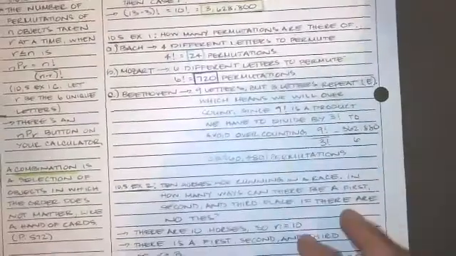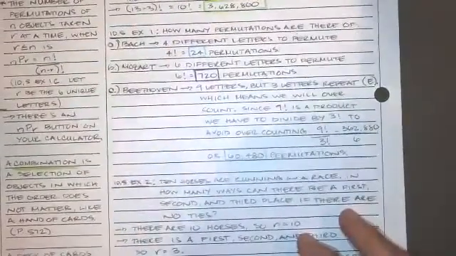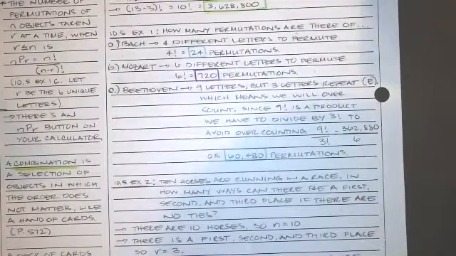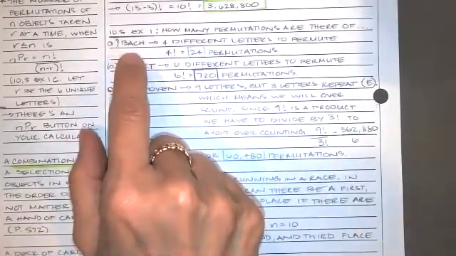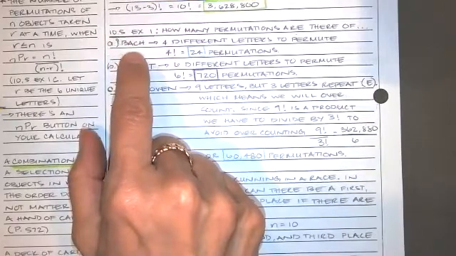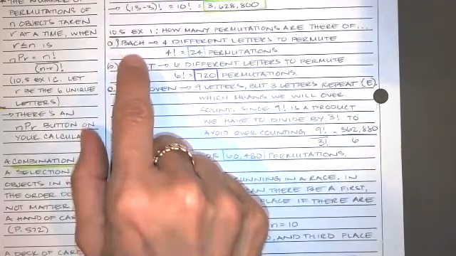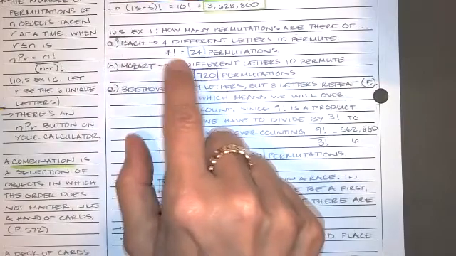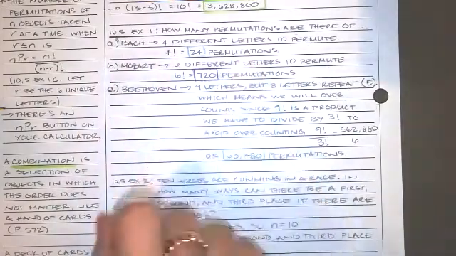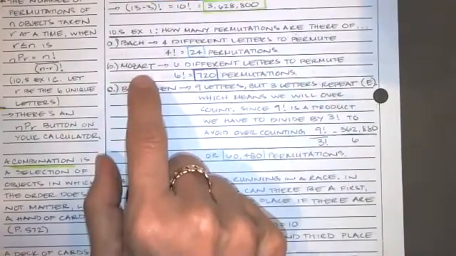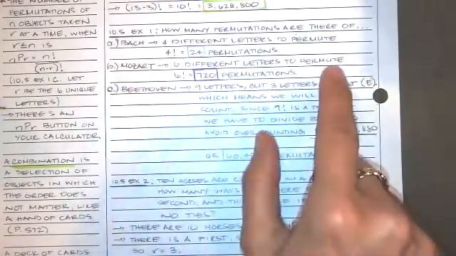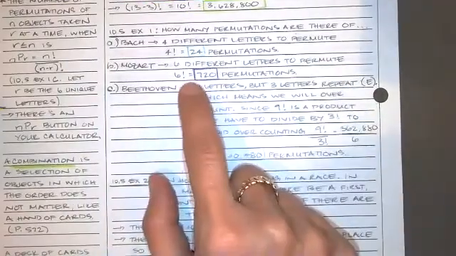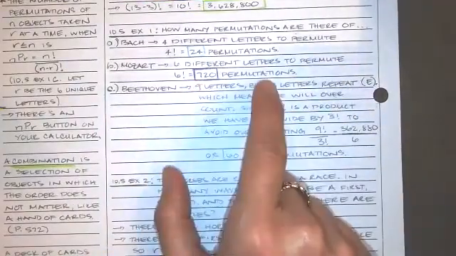Okay, so our next example is 10.5, example 1. It says, how many permutations are there of? So A, I picked the composer Bach. He's got 4 different letters in his name. They're all different, none of them repeat. So that's 4 factorial, which is 24 permutations. I picked the composer Mozart, and so he's got 6 different letters. So there's 6 different letters to permute, which is 6 factorial, which is 720 permutations.